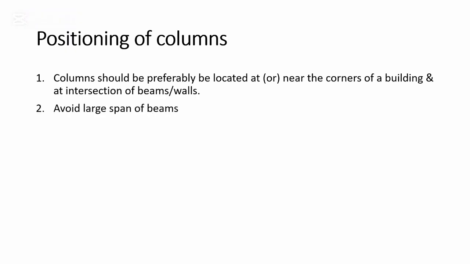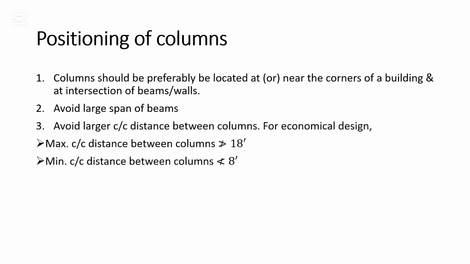The second point is that you should avoid large spans of beams and avoid large center to center distance between columns. For economical design, the maximum center to center distance between columns should not exceed 18 feet, while the minimum center to center distance between the columns should not be less than 8 feet.